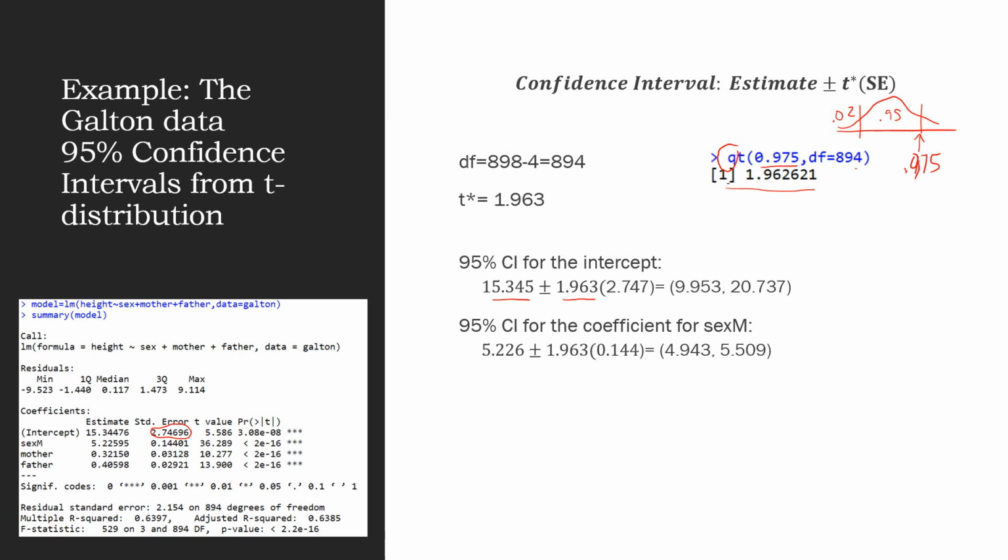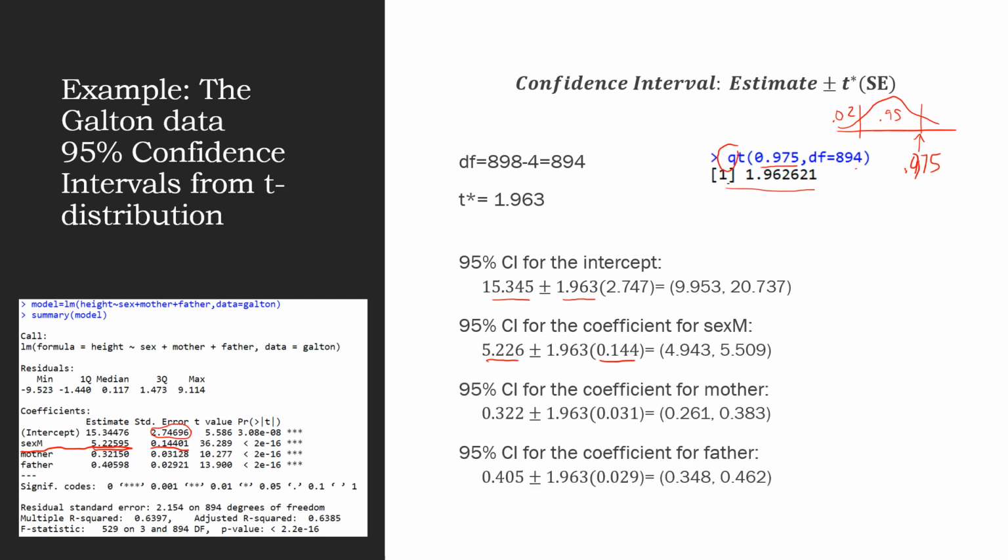Similarly, I can make a 95% confidence interval for the coefficient for sex male. I'm just taking the estimate that corresponds to sex male, using it as my estimate for my confidence interval, and then taking the standard error corresponding to sex male and using it in place of the standard error in my formula. And I can do the same process to find 95% confidence intervals for the coefficient for mother and for the coefficient for father. So there are my 95% confidence intervals.